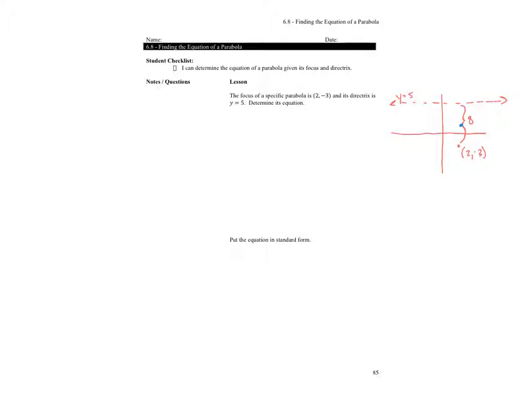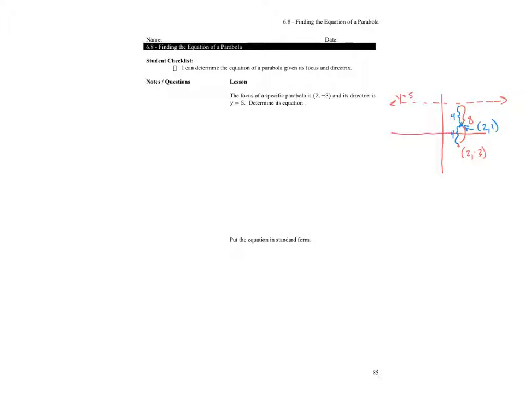That's my vertex. So since half of 8 is 4, I could either go up 4 from my focus, or I could go down 4 from my Directrix, but I know that that distance has to be 4. So I know that the location of my vertex has to be at 2, 1. Because it's got to be right in the middle of that Directrix and of that focus.